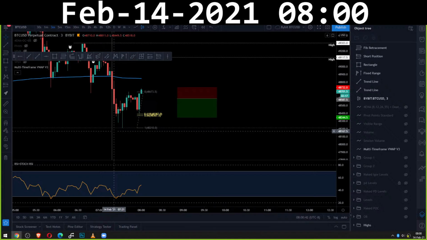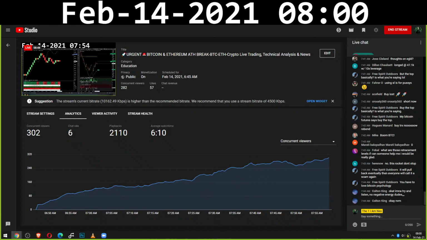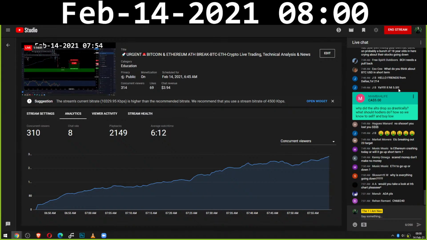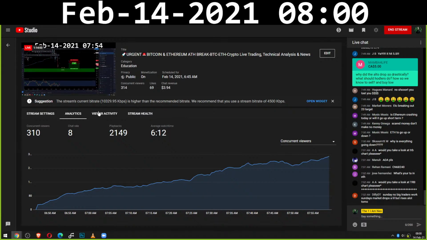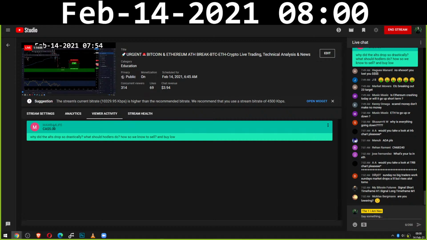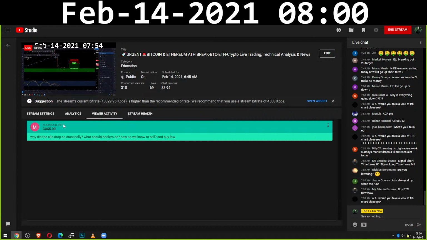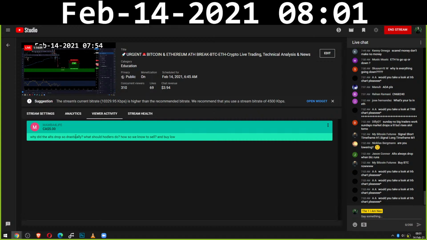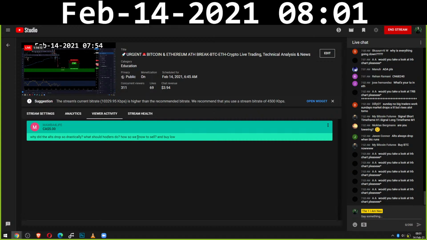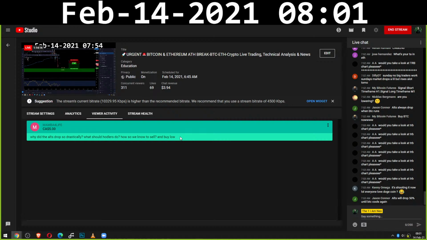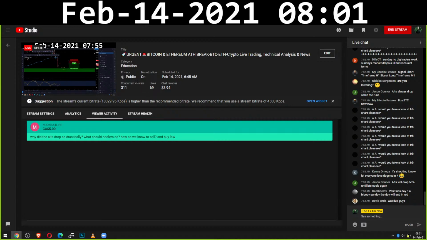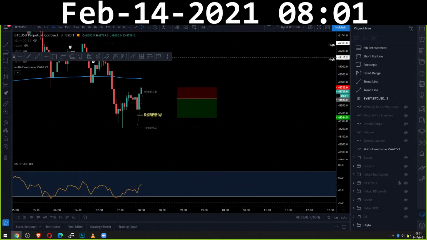Yo, if you guys are enjoying this as much as I'm enjoying it, put some laughing emojis in the chat. Oh shit! I got a donation. Laughing emojis in the chat. Hey, oh, Mamba for life. He's always donating. Why did the alts drop so drastically? What should hodlers do? How do we know to sell and buy low? Why did the alts drop?